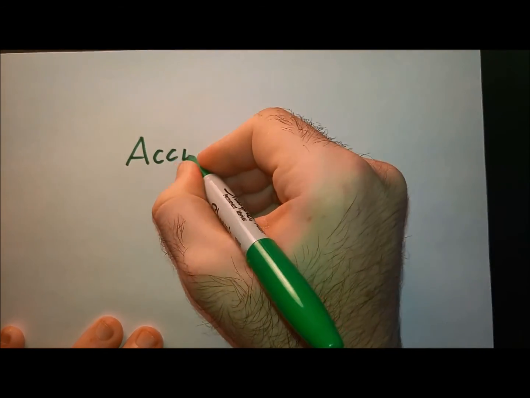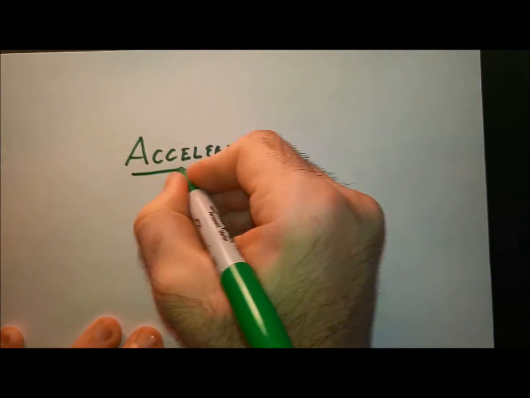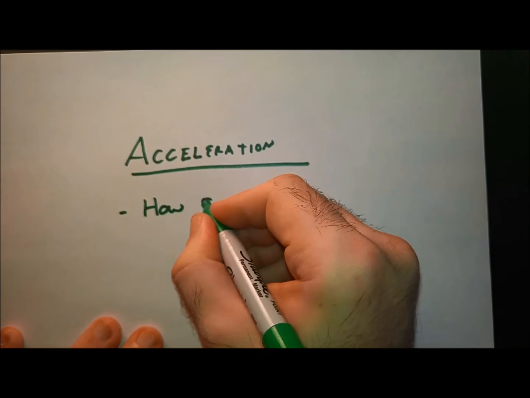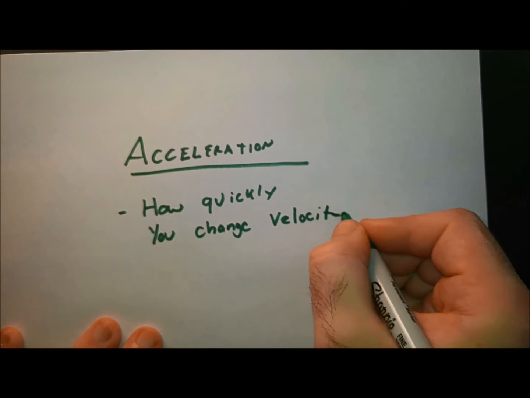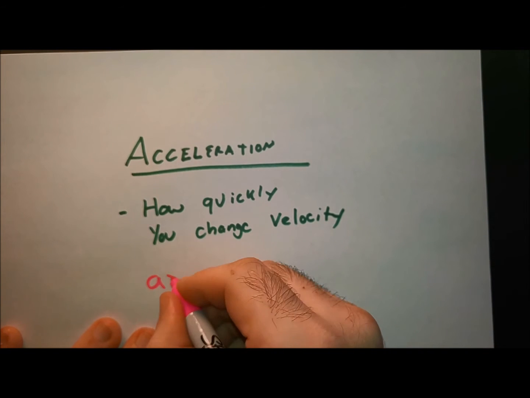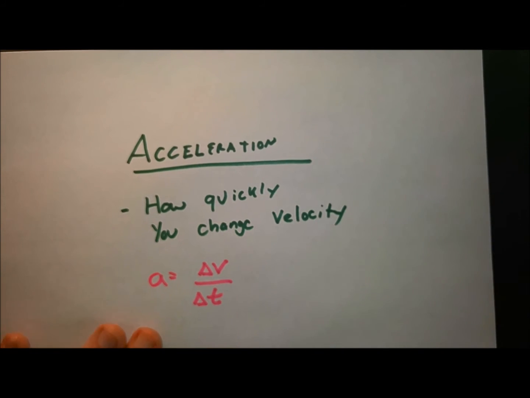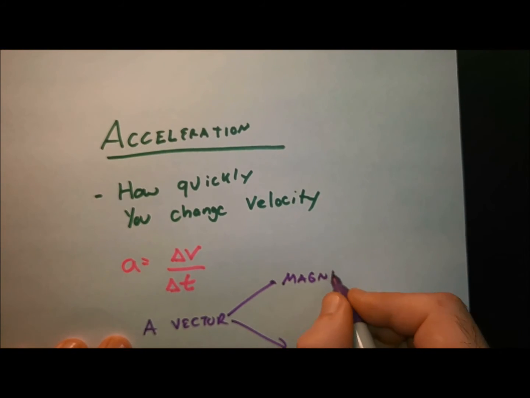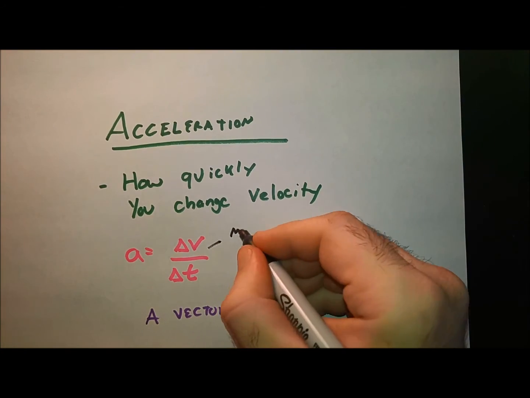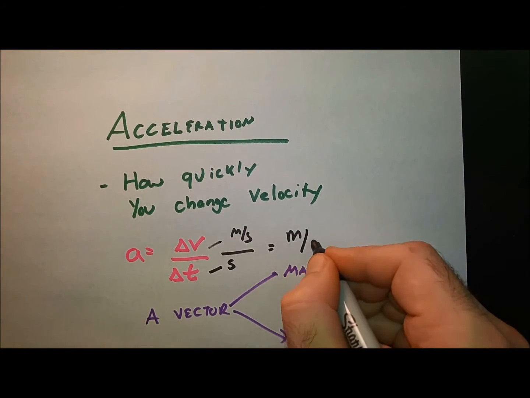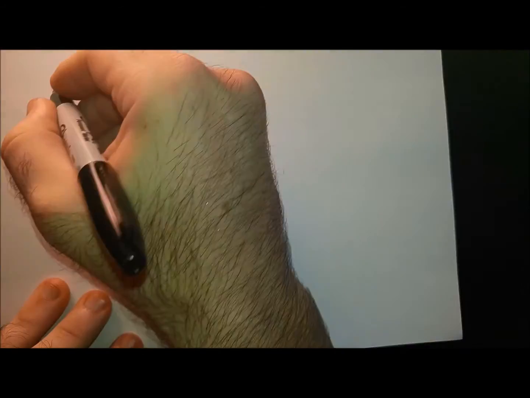And finally, for acceleration, our last major idea for today. We know acceleration is how quickly you change speed. But instead of the word speed, we've got to use the word velocity, because speed does not have a direction, velocity does. So acceleration is change in velocity over time, and since it's a vector, it's got to have magnitude and direction. Velocity is meters per second, time is seconds. Do the math, you get meters per second squared for our units.